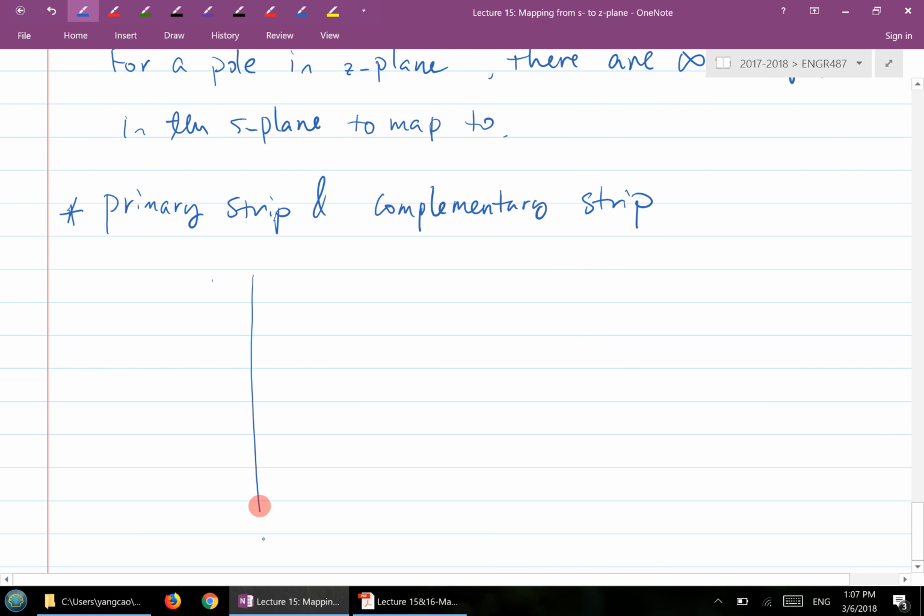So I'm going to draw the S plane first of all, with the imaginary axis and real axis. I'm going to separate this S plane into different regions, to strip it into different regions. The first region we're going to separate is this.